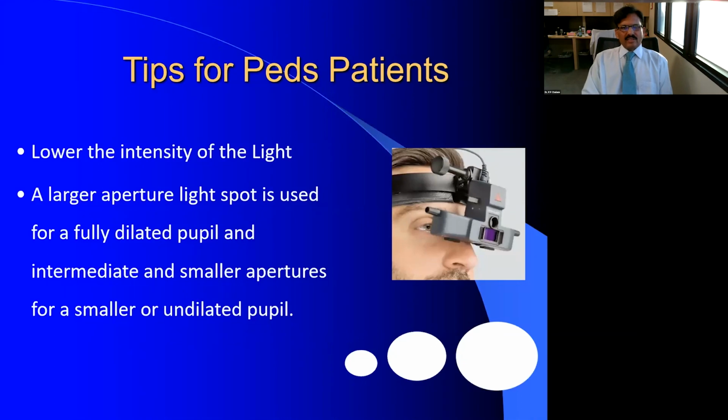So what about kids, pediatric patients, including NICU? As you can see at the bottom, with indirect ophthalmoscopy, you can change the size of your illumination, from the largest to the smallest. If your pupil is not well dilated, you go to a smaller illumination size, and a large aperture when the pupils are very well dilated. This is an important thing, especially in pediatric patients.